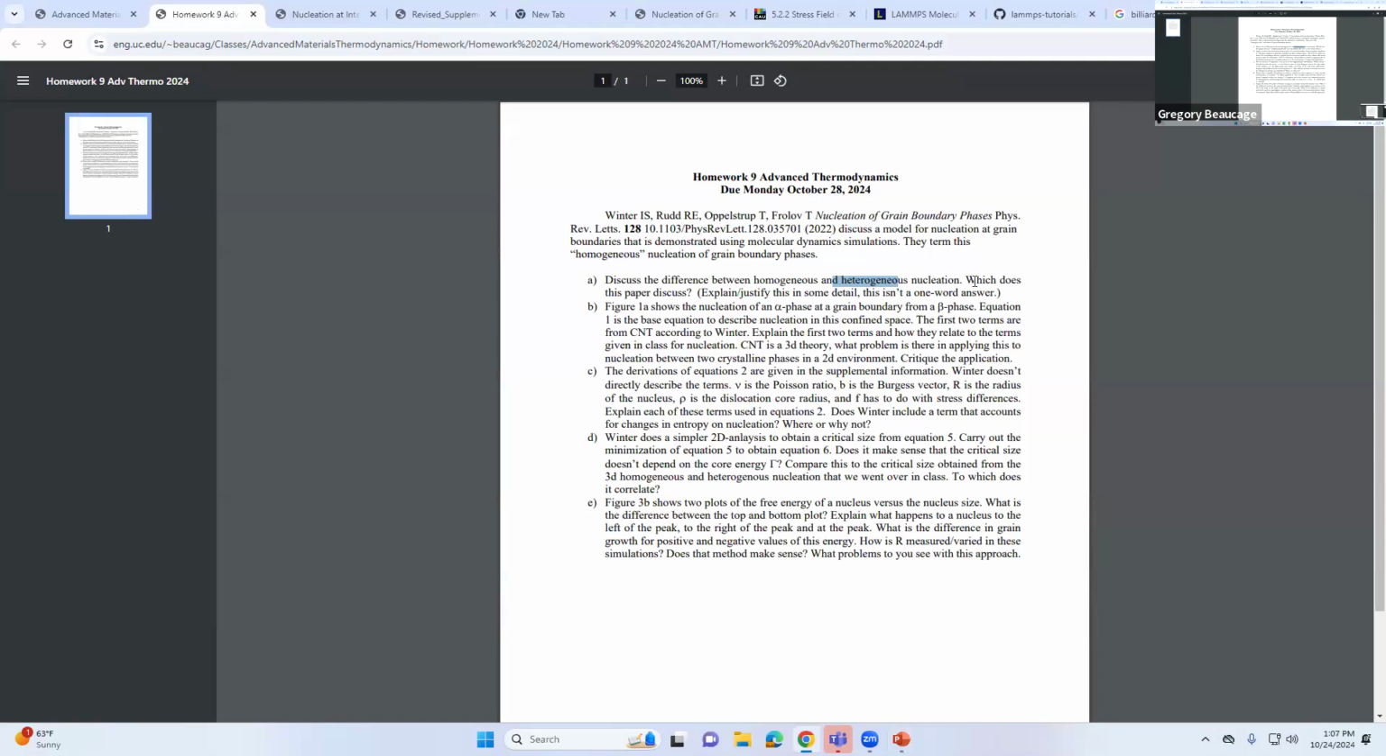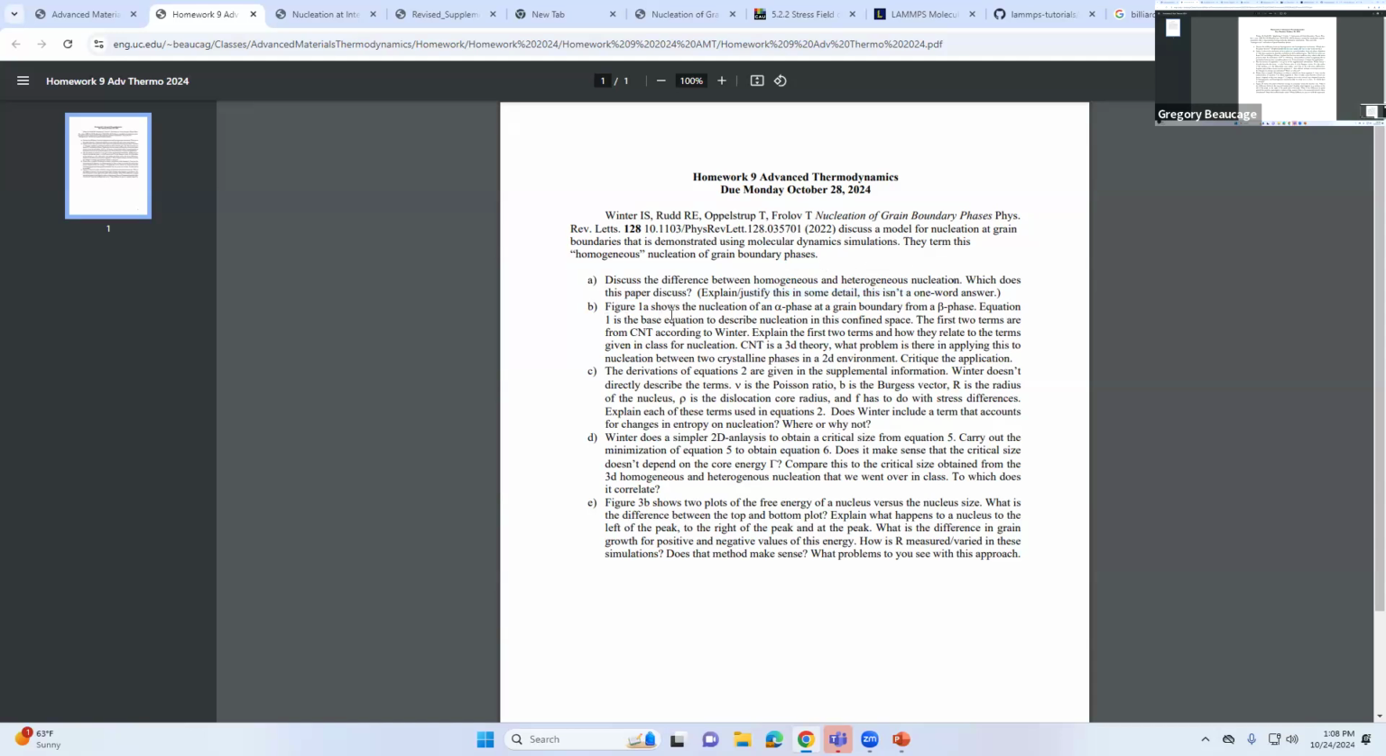Then which does the paper discuss? He's discussing homogeneous. Which does the paper discuss? That's an open question because he's at an interface. So he's at an interface doing homogeneous nucleation, which sounds a lot like heterogeneous nucleation. You have to resolve for yourself what's going on with it. Is it homogeneous or is it heterogeneous, and does that matter?